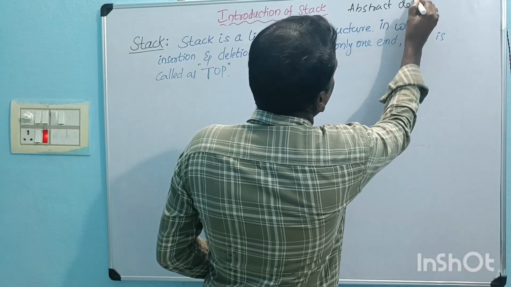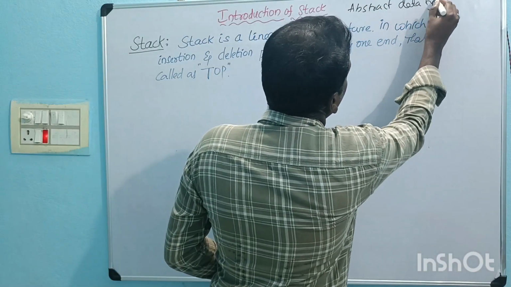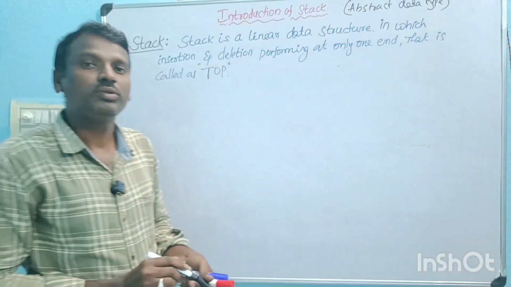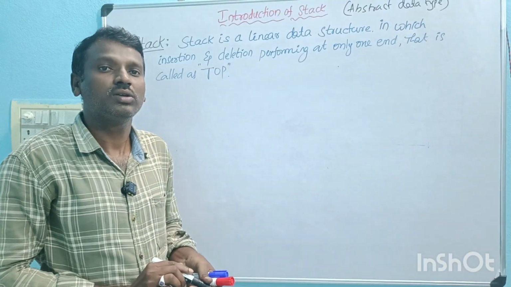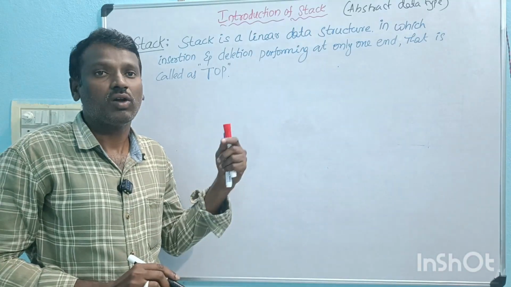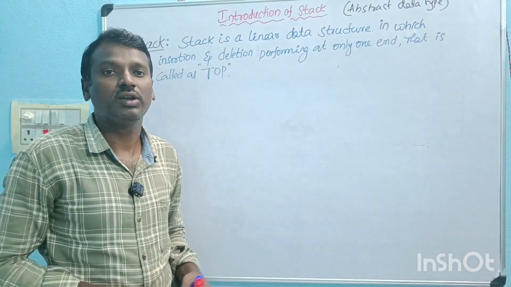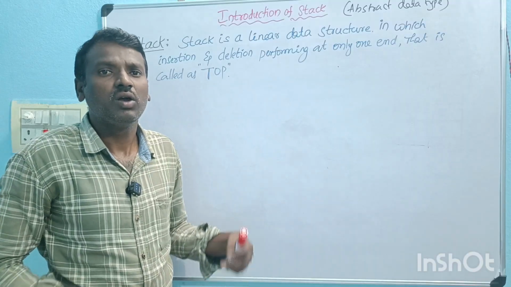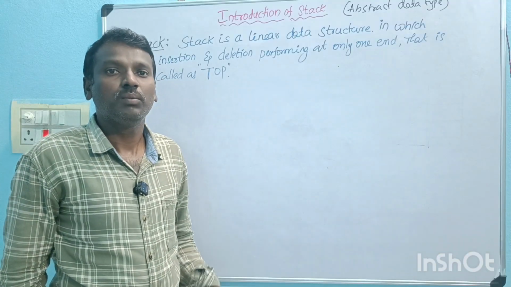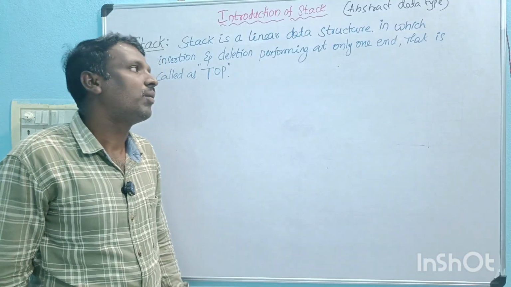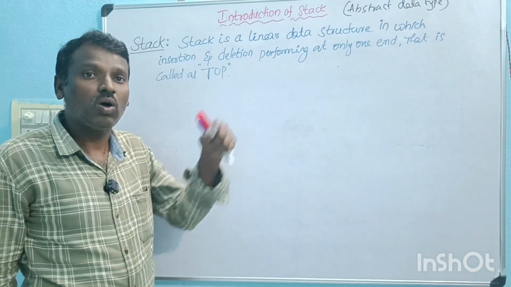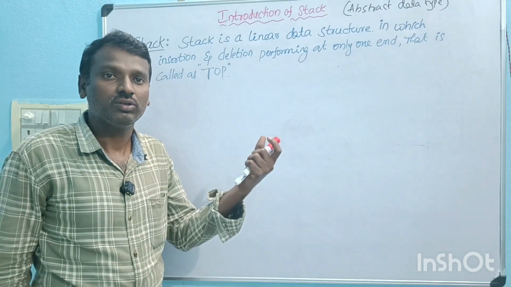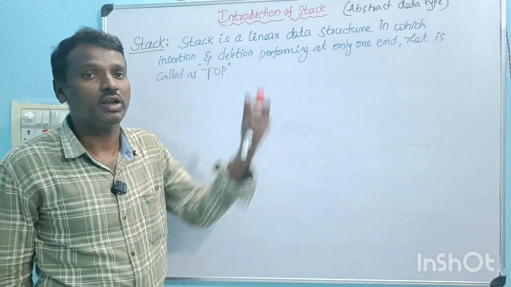Stack is an abstract data type. Why? Because the stack does not follow a single statement of condition. It can follow a number of conditions. What are the conditions? Behavior of the stack, principle of the stack, operations of the stack. These are all things we are going to abstract for the stack. So that's why it is an abstract data type.